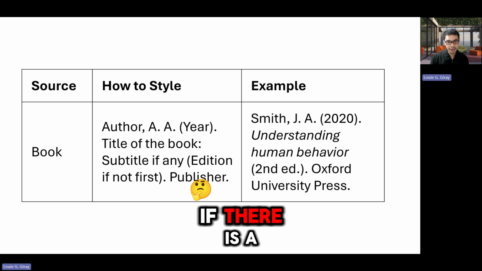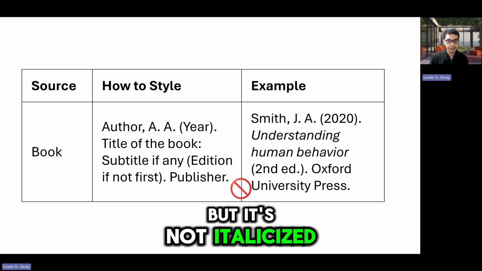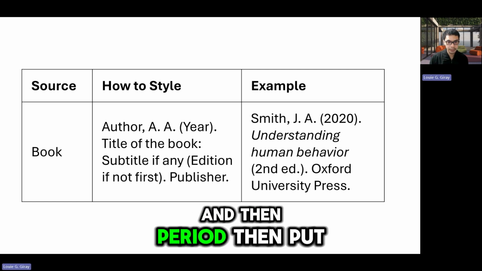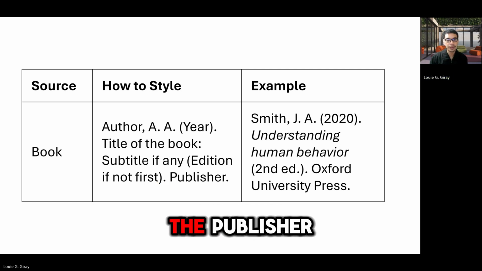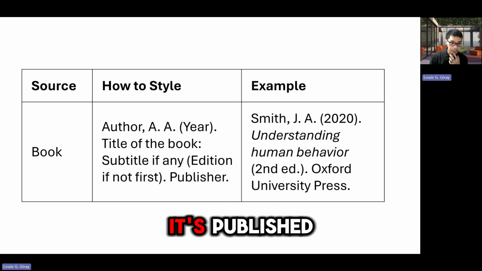This is optional. If there's a second or third edition, you put that, but it's not italicized at all, inside the parentheses. And then a period, then put the publisher. Do not ever put the city or the place where it's published.